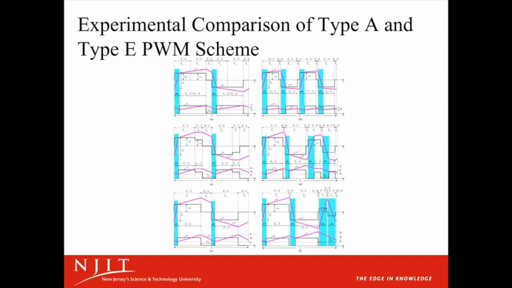A total off time of the secondary voltage Vd is minimum and is given by the equation 1 minus Ma, where Ma is the modulation index, multiplied by Ts. Hence, the current ripple of both type A and type E PWM schemes reach a minimum value at delta equals 0.